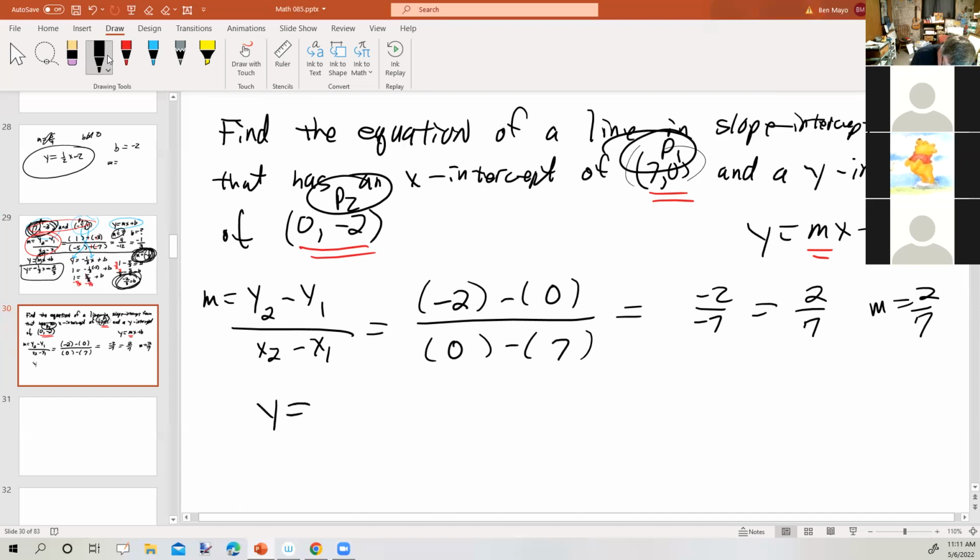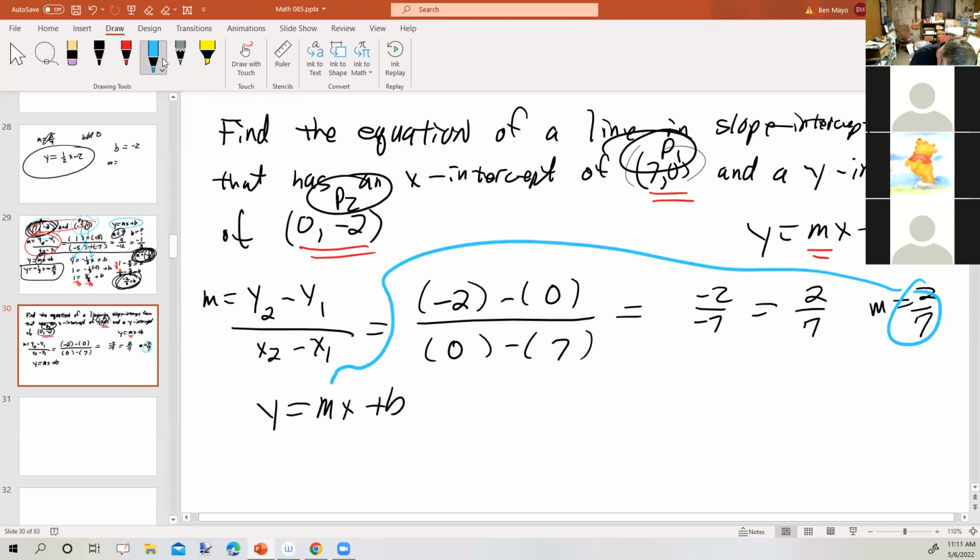So y equals mx plus b. 2/7 goes right there. y equals 2/7 x plus b.